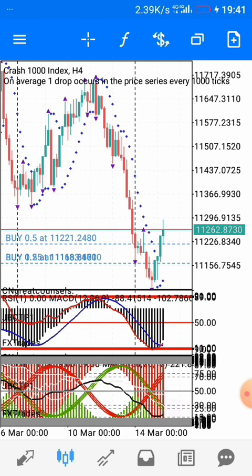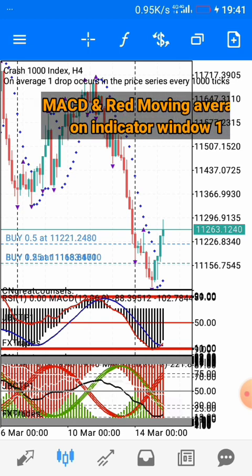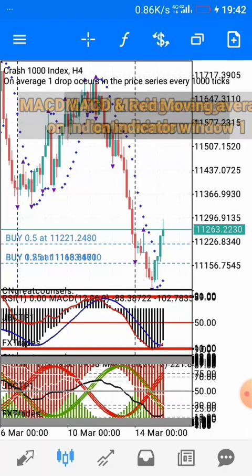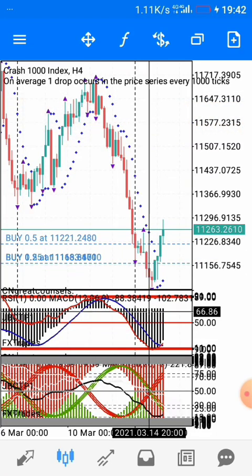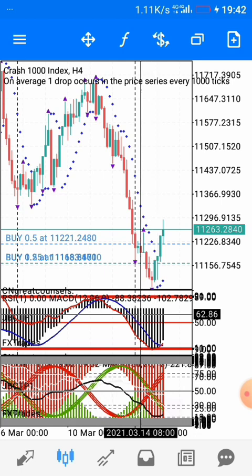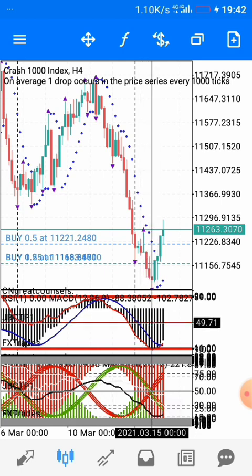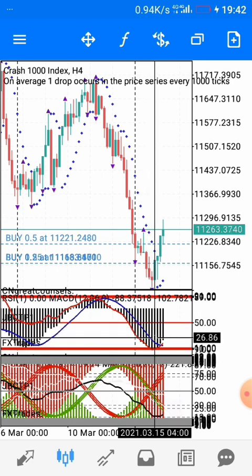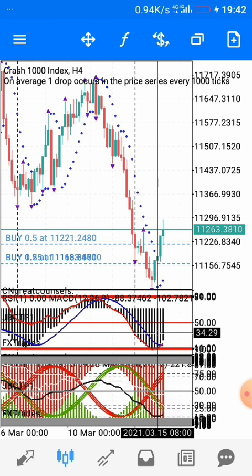Now for you to buy, this is crash 1000, you have to look at the first indicator window first and foremost. On the first indicator window we have the MACD indicator and the relative strength index. Now for you to buy, the black MACD histogram, these vertical lines you're seeing on the first indicator window, must be facing down. This is crash market, they must be facing down.